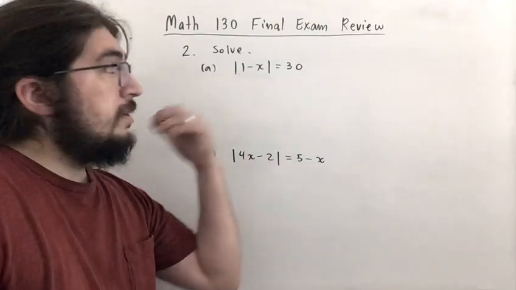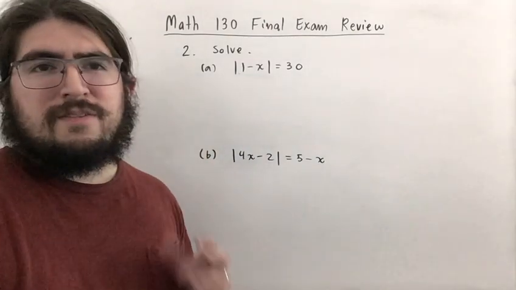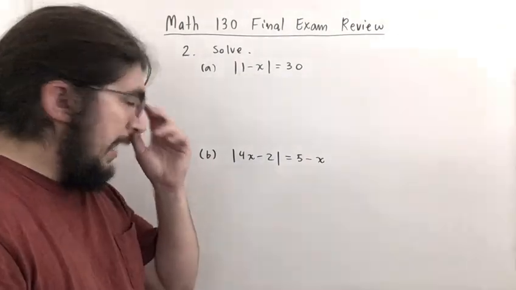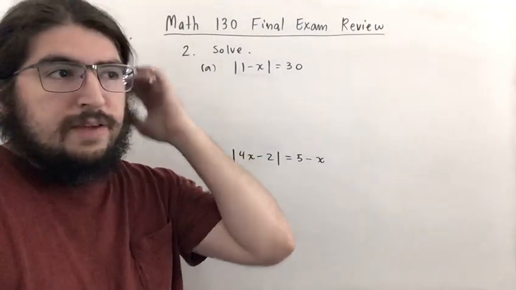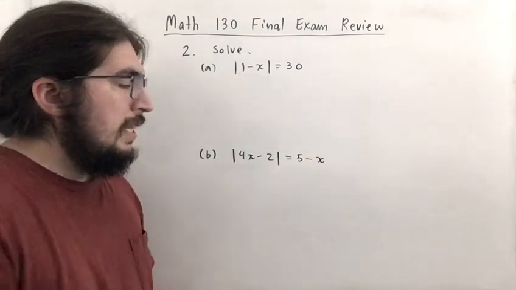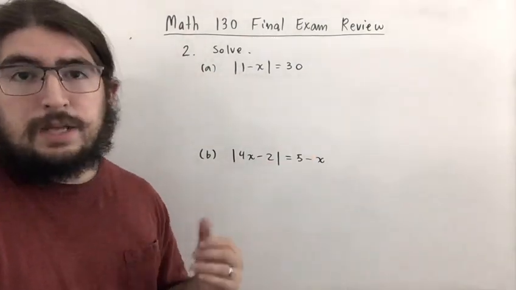Okay, so number 2 here is also a solving problem, but they're very specific types of equations. We have absolute value equations here. And something I want to say is that if you have the absolute value of any number equals another number, then that means that the inside is either plus or minus a number.